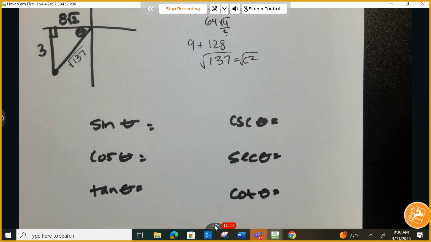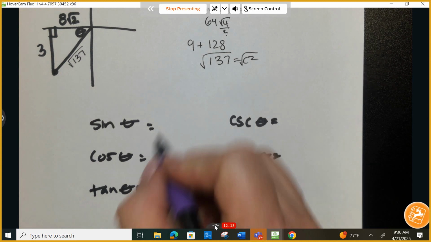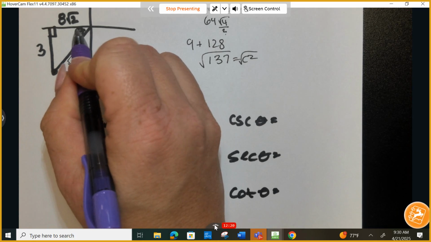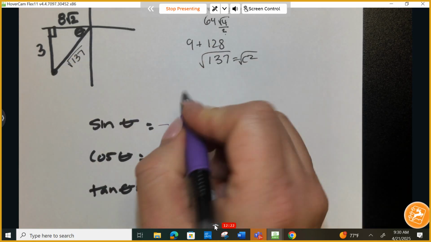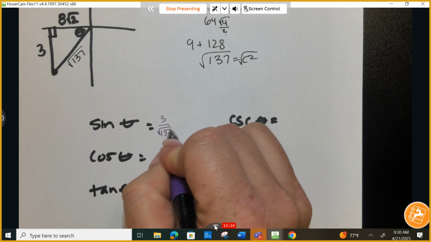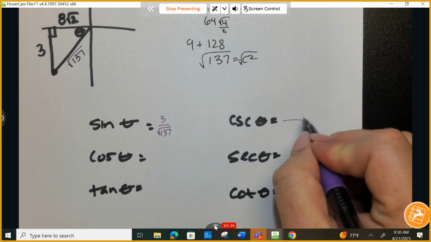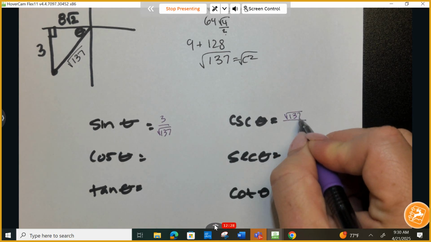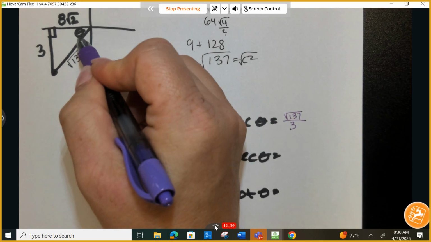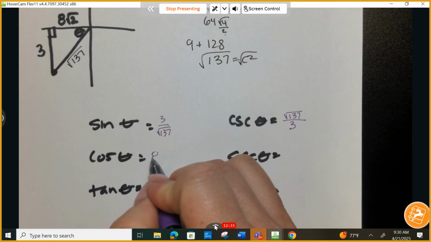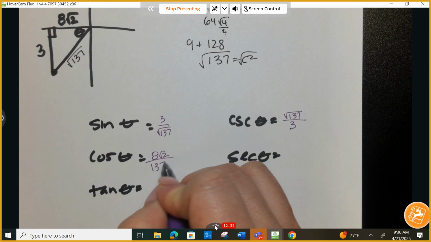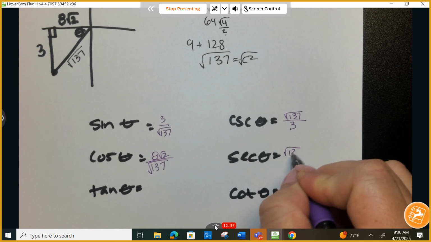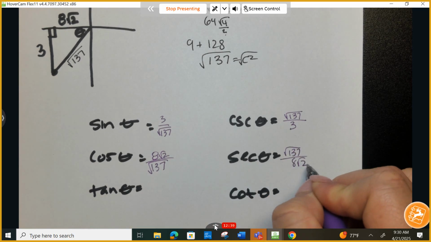And so remember, sine is opposite over hypotenuse. So from this angle, I'm making a ratio of opposite over hypotenuse. I have 3 over the square root of 137. These two have the relationship of being reciprocals, 137 over 3. Now, cosine is going to be adjacent over hypotenuse. And then I'm going to flip it around, square root of 137 over 8.